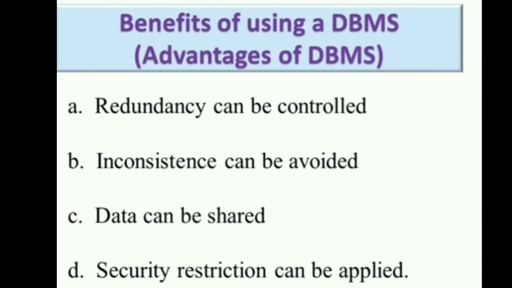Duplication of data can be controlled using DBMS. After that, the next point is inconsistency can be avoided. Inconsistency means if you have the same record at two places, we cannot tell which record is proper and which is not. Such a situation is known as inconsistency. That type of situation can be avoided by DBMS.